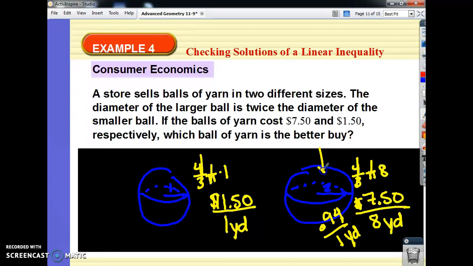So he is cheaper than this guy, right? This one is definitely cheaper. He's 94 cents a yard. This guy is $1.50 a yard.